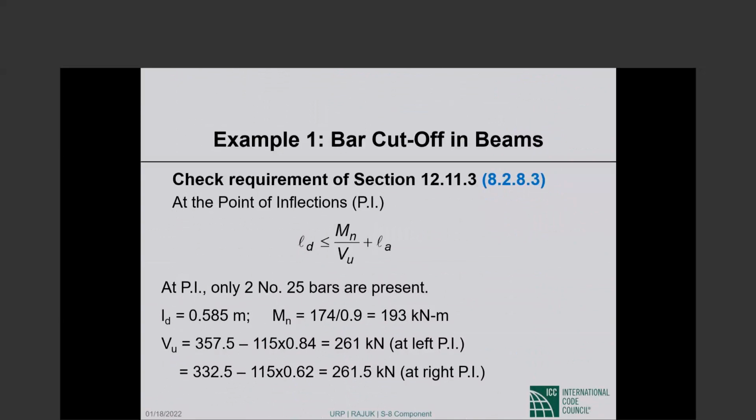Then the check on bar size. Remember, bar size cannot be any larger than something. So this condition has to be checked. L sub D cannot exceed M sub N over V sub U plus the embedment length. At the point of inflection, only two number 25 bars are present. Okay? At the point of inflection.